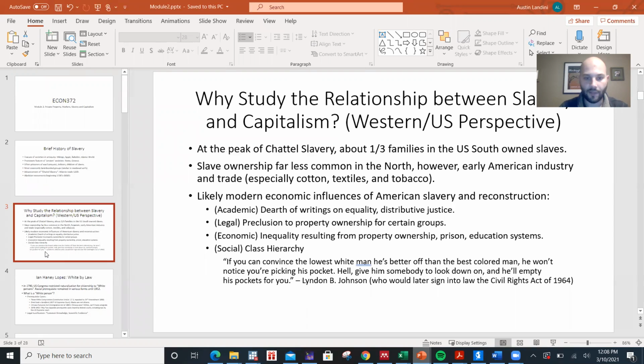Academically, we have limited writings on equality and distributive justice until a more modern period. We have this preclusion to property ownership, inequality resulting from property ownership, prison education systems, and the perpetuation or maintenance of a class hierarchy. All right, you wouldn't necessarily need to have these influences memorized, but maybe pick one from a list that was not a likely influence of the institution of slavery.